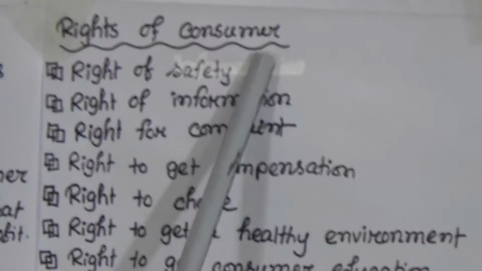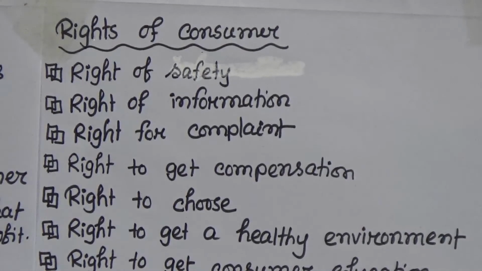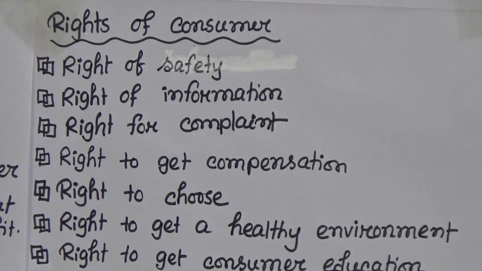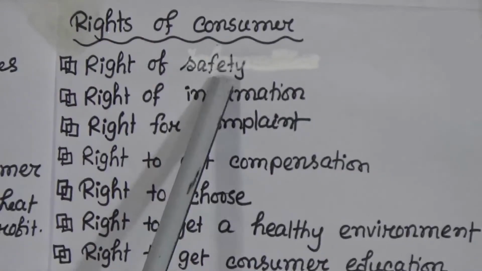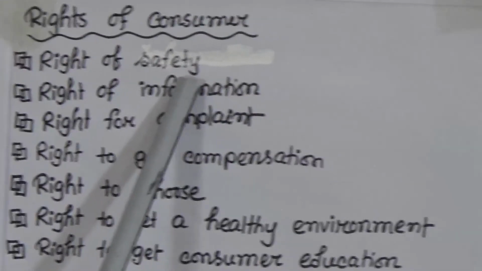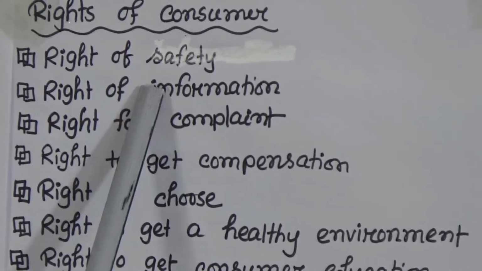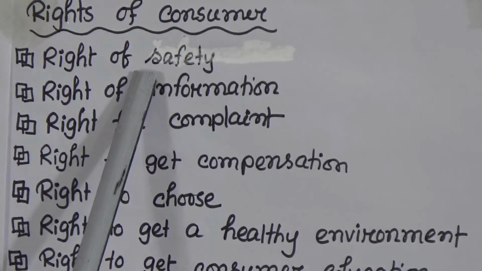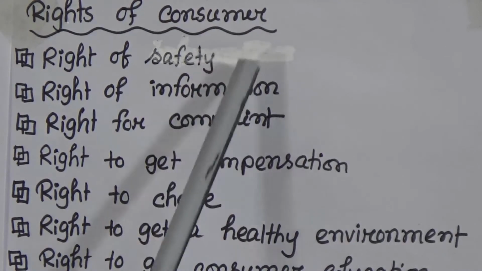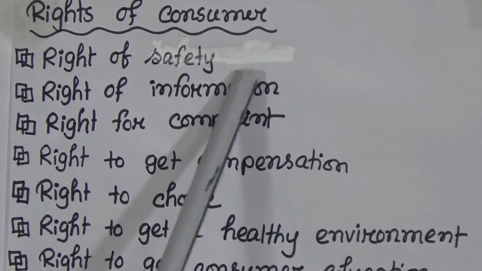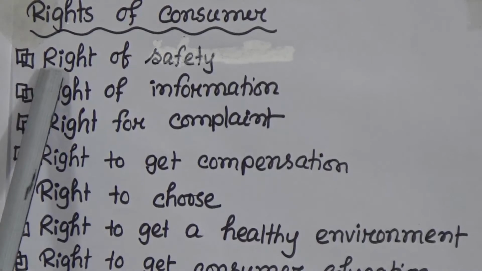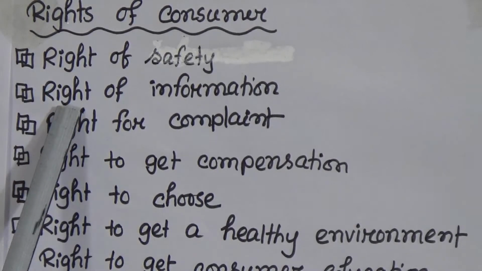So the rights of consumers. A consumer has 7 rights. The first one is the right of safety. That means if any consumer wants to buy any product, then this product should be safe. That means this product should be free from different types of flaws. So the product should be safe for the general people.